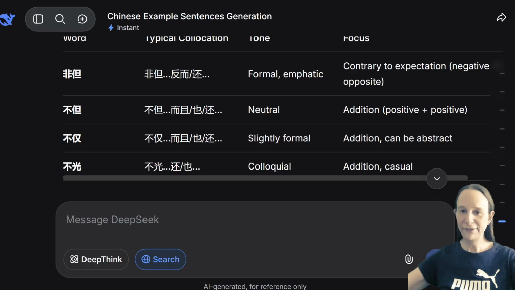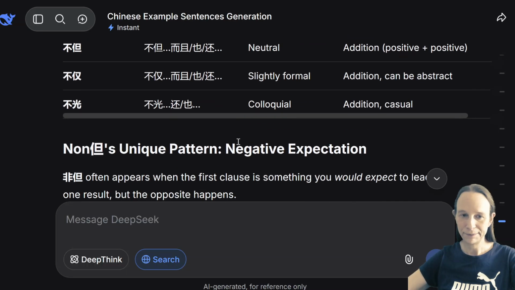Oh, okay, so is it 非但 negative? Would you normally expect a negative statement here? So 不但 positive statement, 而且 even more positive statement. 不光而且 these are kind of the same, slightly formal. Oh, 不仅不光 colloquial. All right.